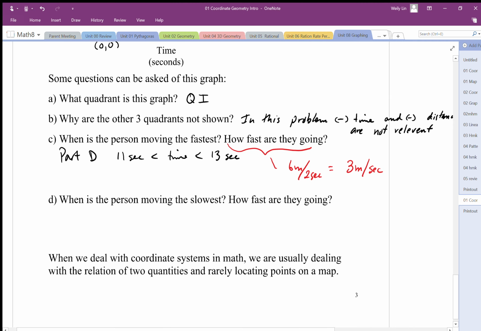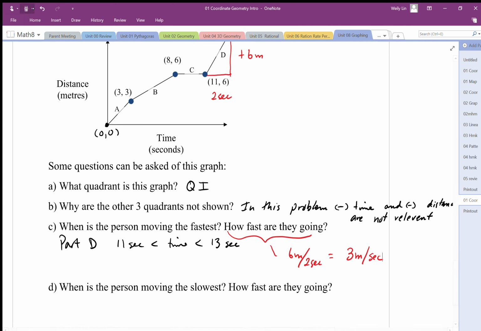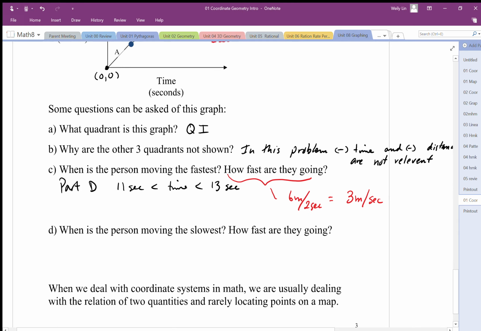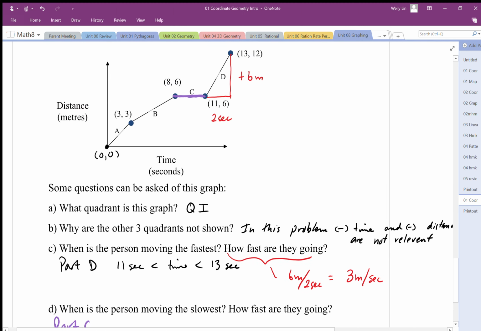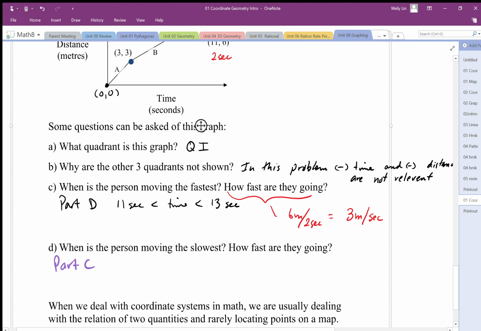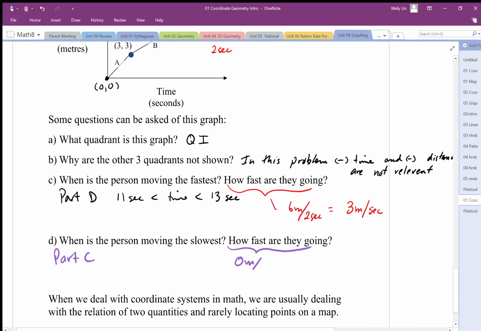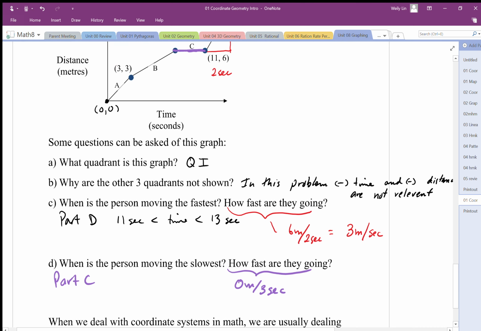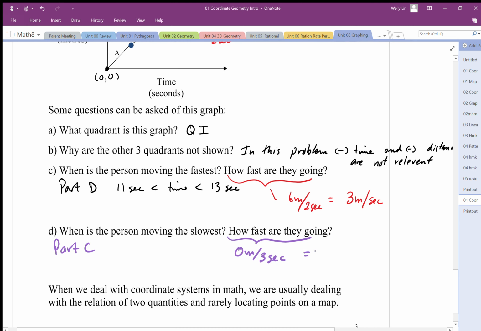When is a person moving the slowest? The person's moving the slowest where they're stopped right here, this section C, or part C. And how fast are they going? Well, they've gone 0 distance. So how fast they're going, we'll do this as slope again, or ratio. We went 0 meters over 3 seconds. We went from 8 seconds to 11 seconds and they didn't move. And so how fast are they going? They are stopped, or going 0 meters per second.